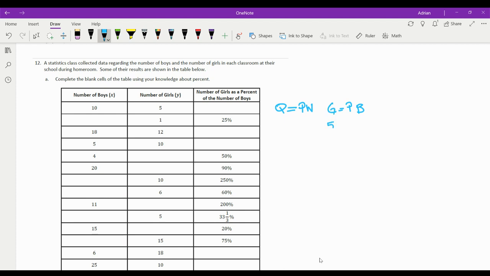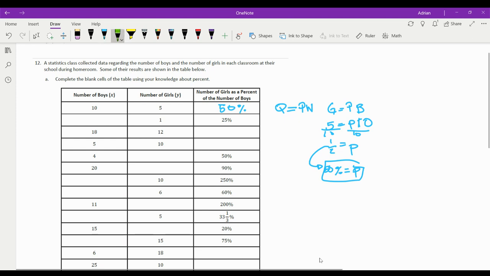So the boys will be the whole and the girls will be the quantity. So if you have 5 equals P times the boys, in this case 10, you solve for P and you divide by 10 on both sides. 5 divided by 10 is 1/2. And so we need to change this number into a percent. And I know 1/2 is the same as 50%. So 50%. And write my percent sign.